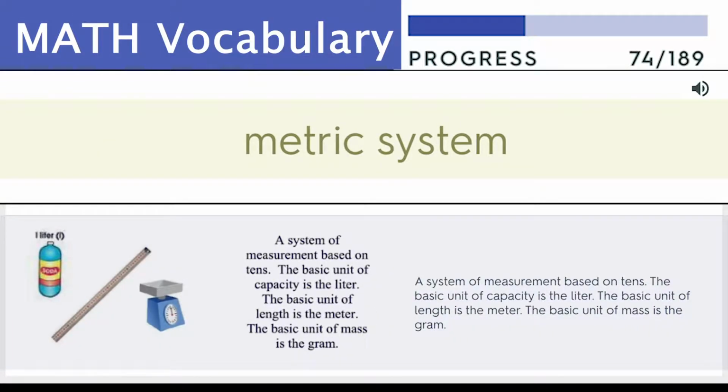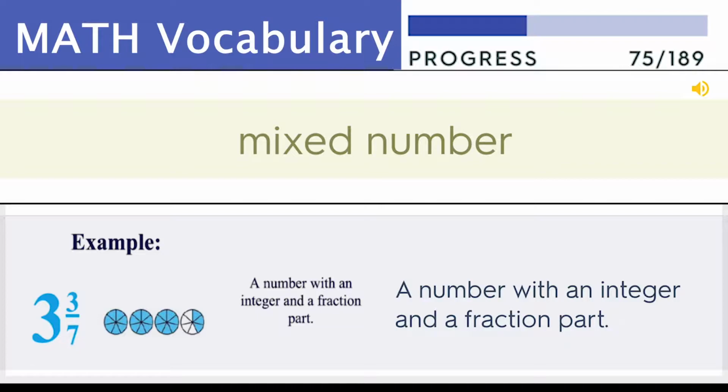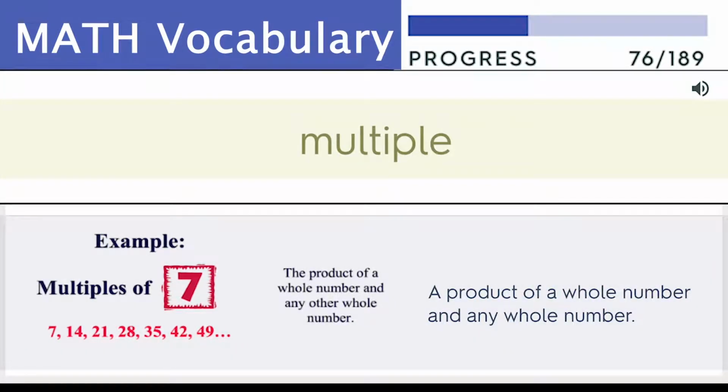Metric system. A system of measurement based on tens. The basic unit of capacity is the liter. The basic unit of length is the meter. The basic unit of mass is the gram. Mixed number. A number with an integer and a fraction part. Multiple. A product of a whole number and any whole number.